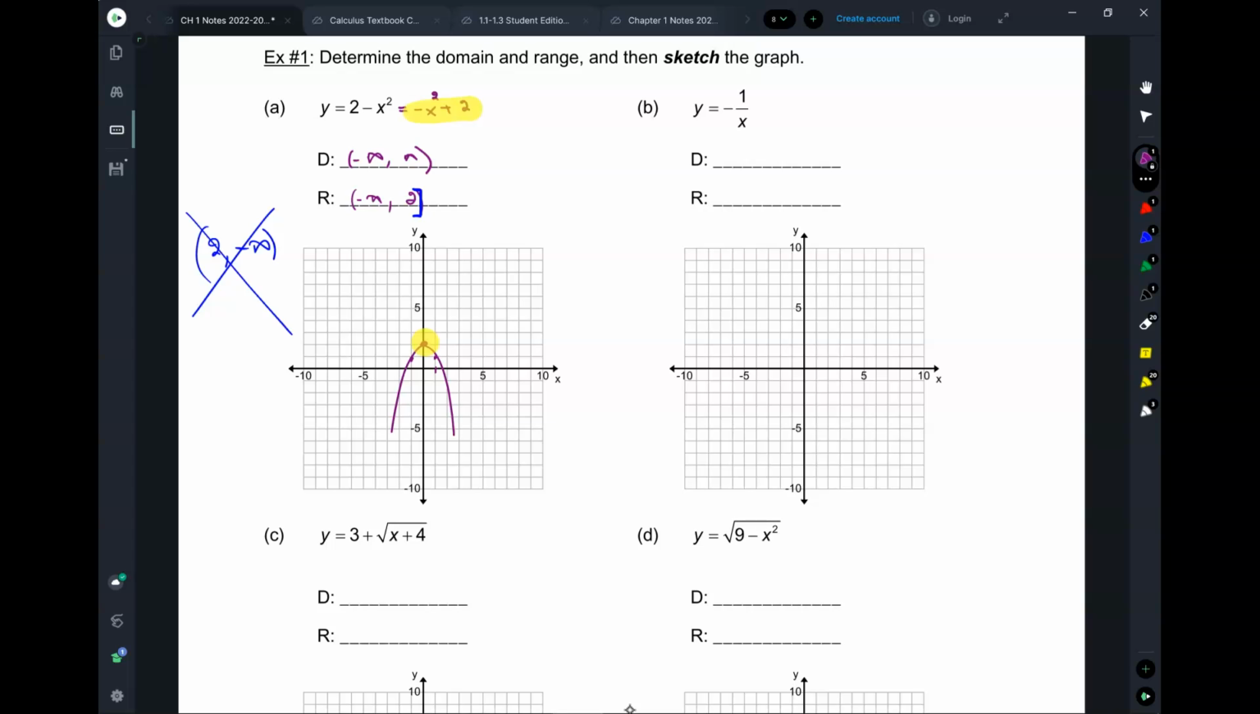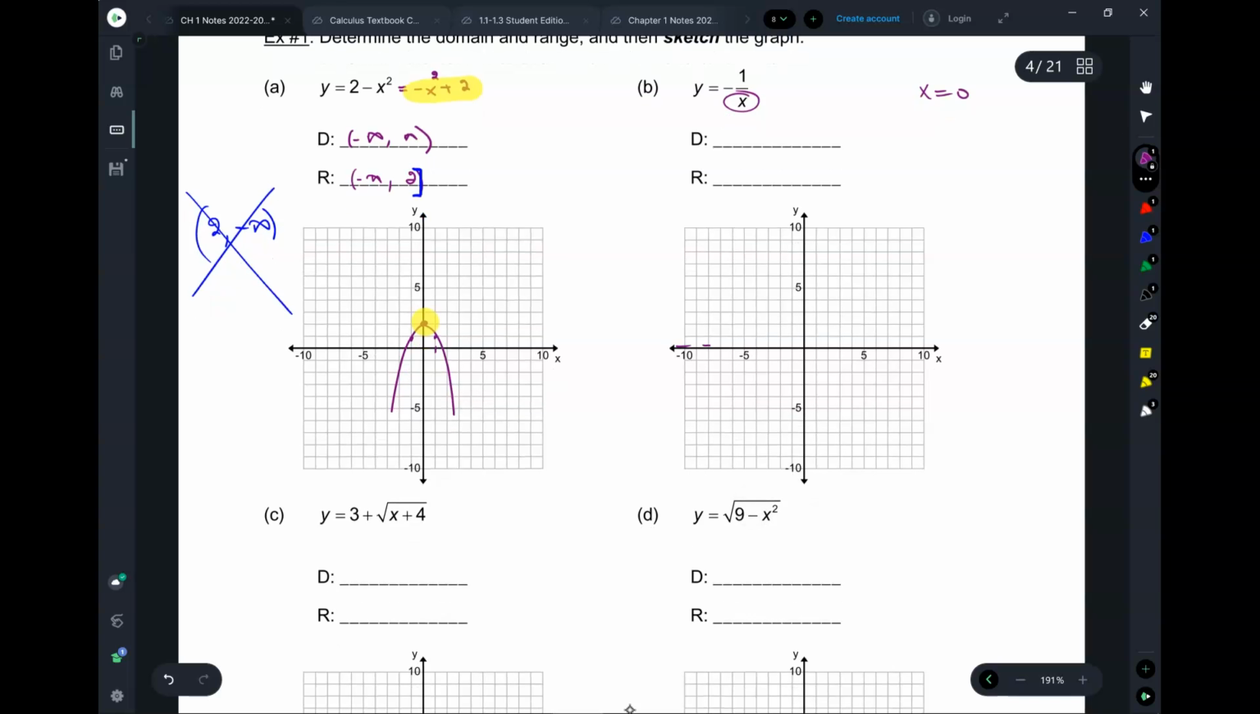Is there a vertical asymptote? Where? X equals 0 is a vertical asymptote. How do we do vertical asymptotes? Set the denominator equal to 0. Oh, and that's the other one. My instinct was right.